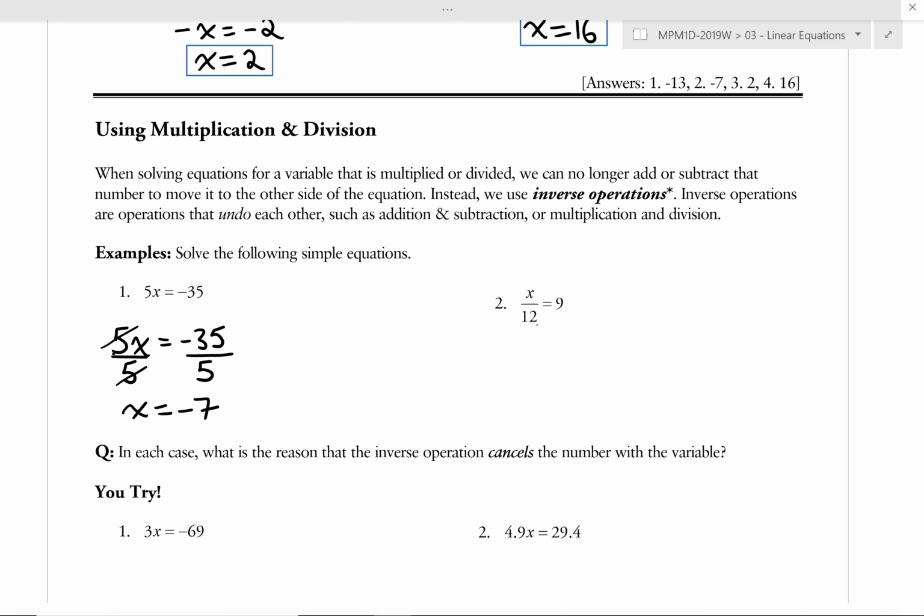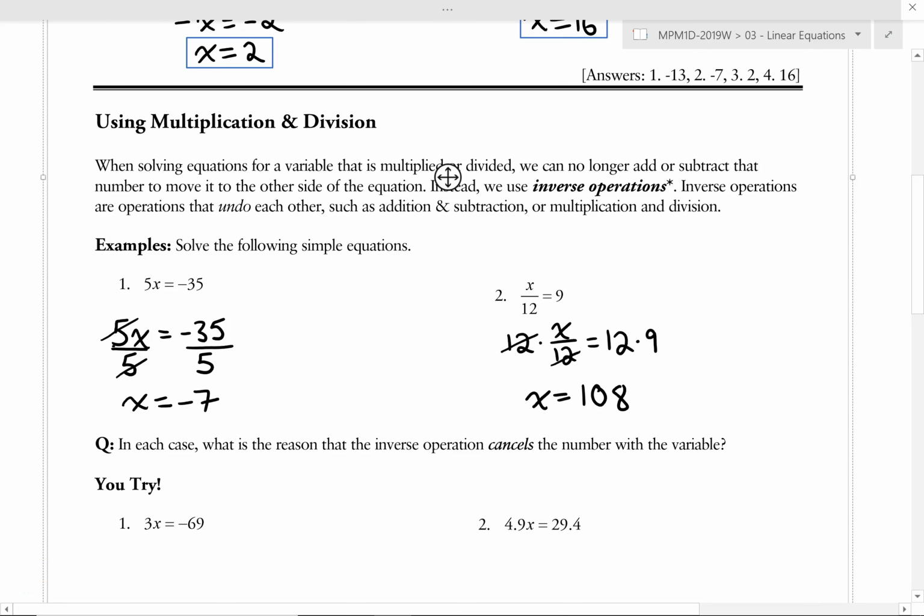So let's do that. So what do we get? Well, we would get 12 times x over 12 is equal to 12 times 9. Now what this does, of course, is it allows us to cross-cancel on the left these 12s, just like before. And on the right side, we're left with simply just 9 times 12, which is 108. Okay, so let's do a bunch more examples.